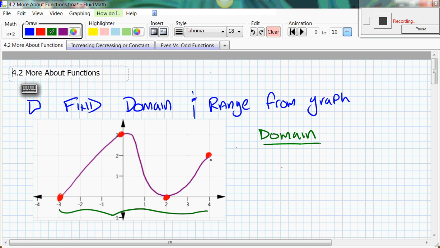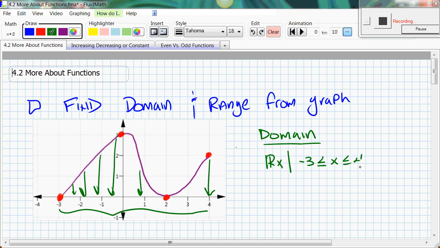So if I take this graph and I squish it down to the x-axis, every little piece, right, every little piece, and squish it onto that x-axis there, all this stuff, I would see everything from -3 all the way to 4. So I could say all real numbers x such that -3 is less than or equal to x less than or equal to 4. So that's what I could do for the domain there.